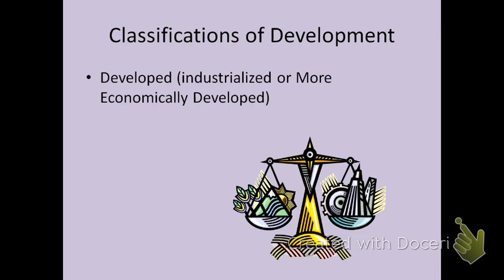Now, classifications of development. The first one we have is developed. So they take all of those things, the literacy rate, the types of industry, the GDP, they take all of those factors, and then that's what they use to determine the classification of a country. So the first type is developed. That's industrialized, or more economically developed, or some other names that are used.